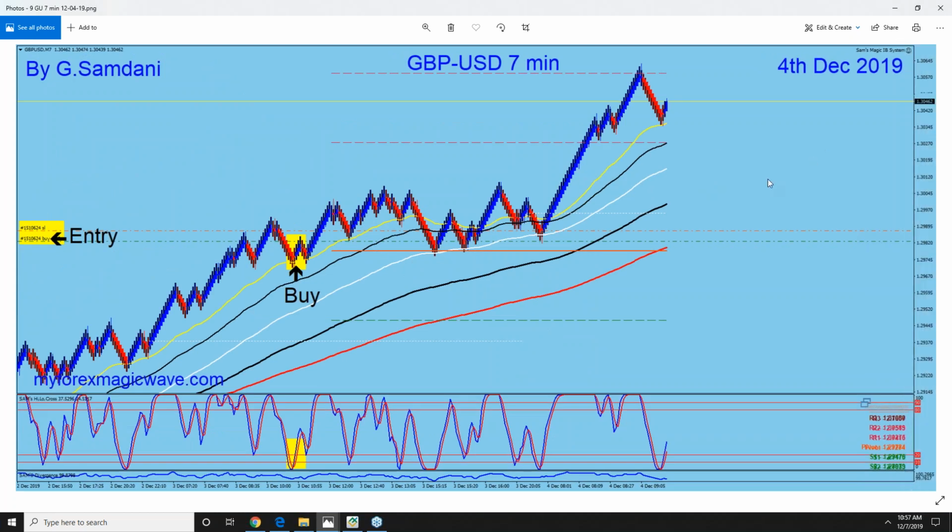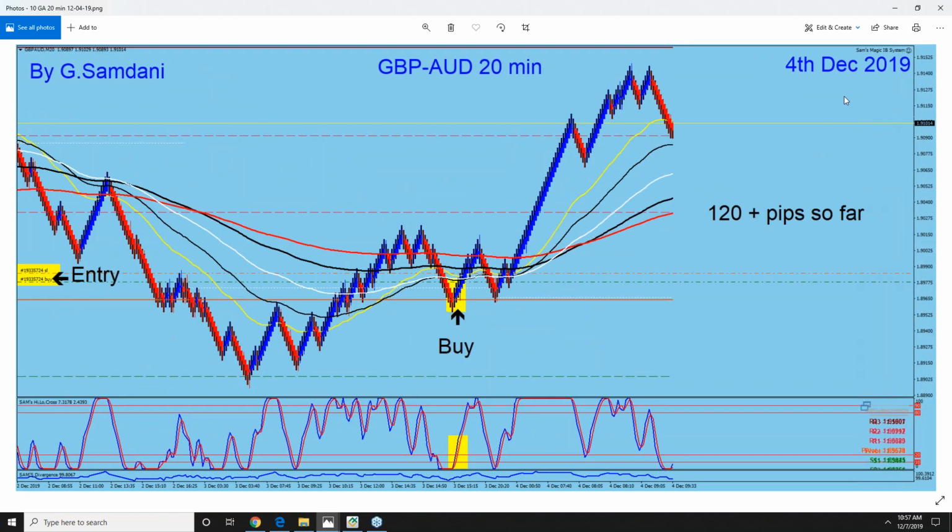On the fourth, again, this one, pound USD continuation. That was the first trade there. The second one continued to the upside. On the fourth again, this is pound Aussie. Pound strength coming up now, so everything is going up, right? This is from the 20-minute chart. My entry is there, and 120 pip from there to there.